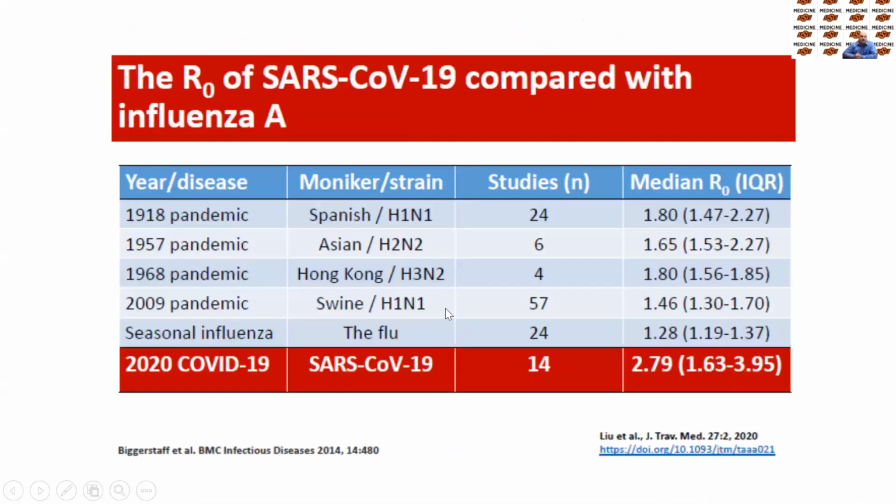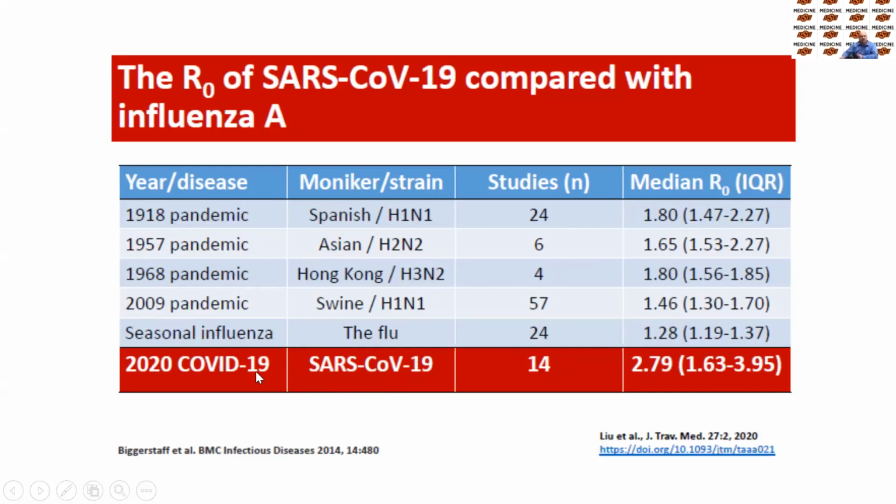So when we look at the R0 value, so this is the spread value, how easily this can go from one person to another. And remember, when that R0 gets below 1, that's our goal, is to get it down so it kind of dies out. But you can see in 1918, the Spanish flu was 1.8. The 1957 pandemic, which was the Asian flu, was 1.65. 1968, which was Hong Kong, was 1.8. H1N1 in 2009 was 1.46. Seasonal flu is about 1.28.